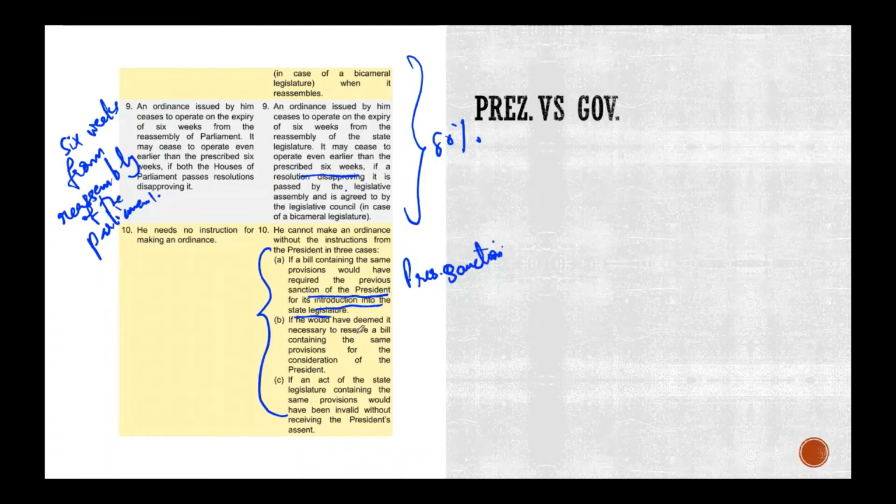If it would be deemed necessary to reserve a bill containing the same sort of provisions for the consideration of the president, so president consideration. This is for introduction. And if it would require something like the president's assent, so there are certain things that require the president's approvals. Excuse me. So what does this mean? So this is not a shortcut.